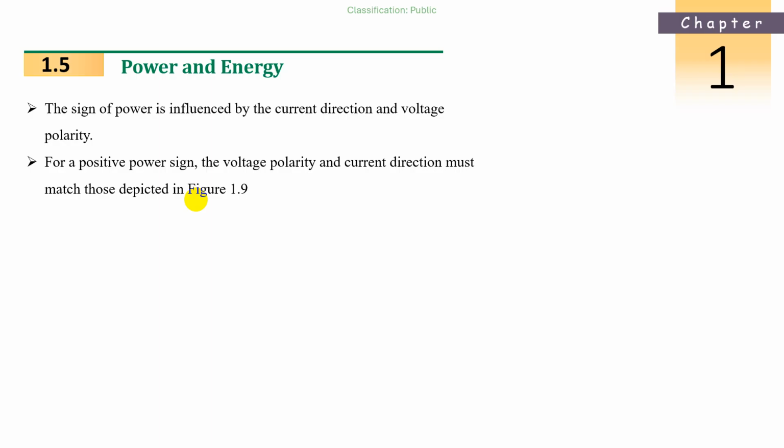Okay. If the current leaves the positive sign of the voltage, it is called delivered, given. See here, what is it showing? Positive sign of the voltage, positive sign and negative sign. In the positive sign, current is entering. So what will it say? Power absorbed, eaten, taken. Okay. Here, negative sign, current is leaving. What does it mean? Are these two the same? Positive sign, the current is entering. Negative sign, current is leaving.